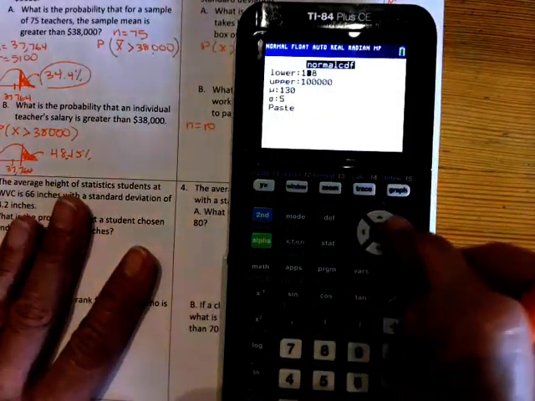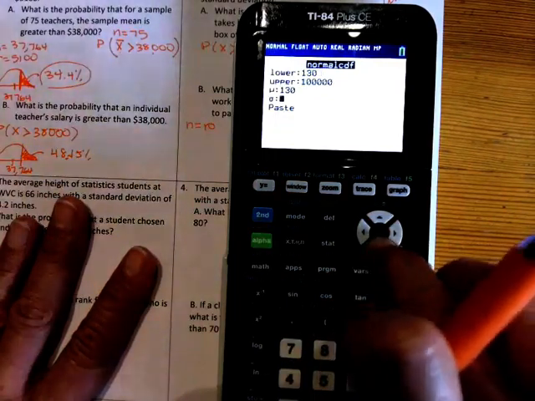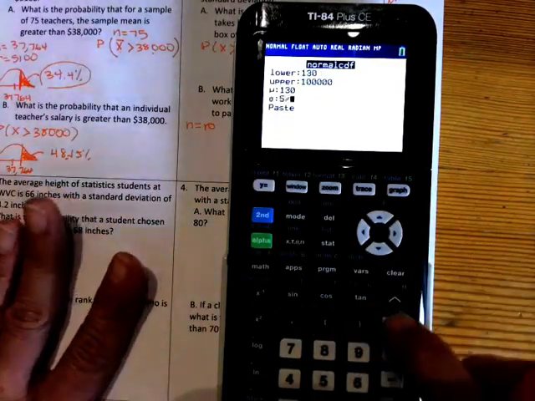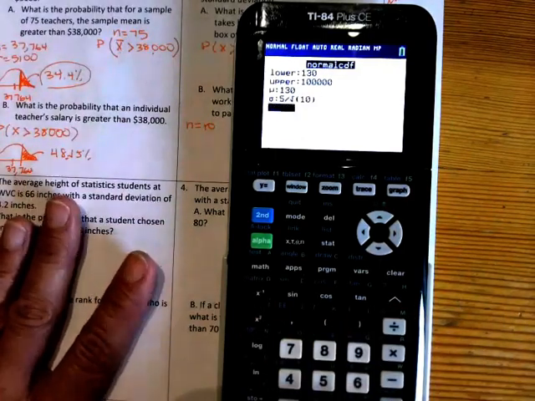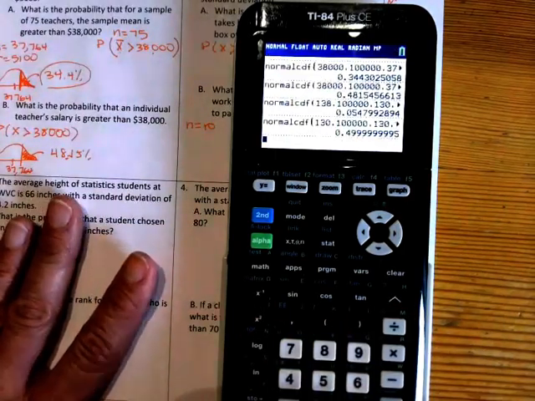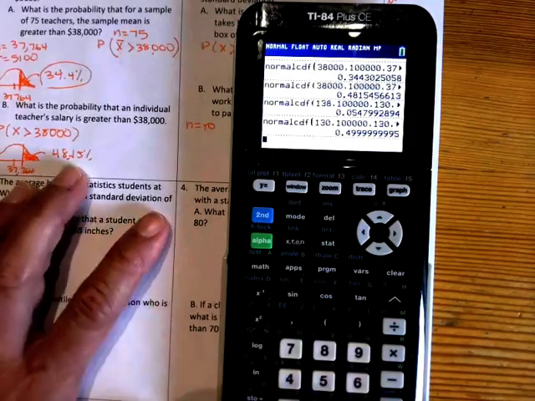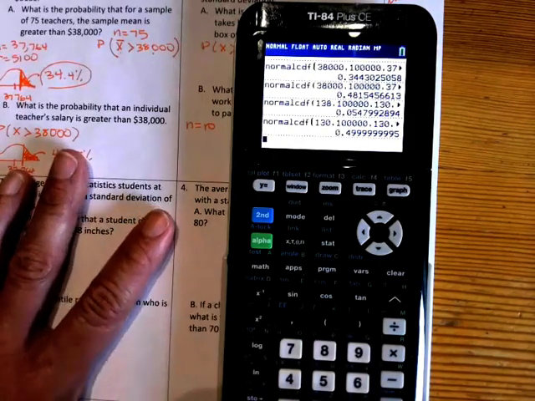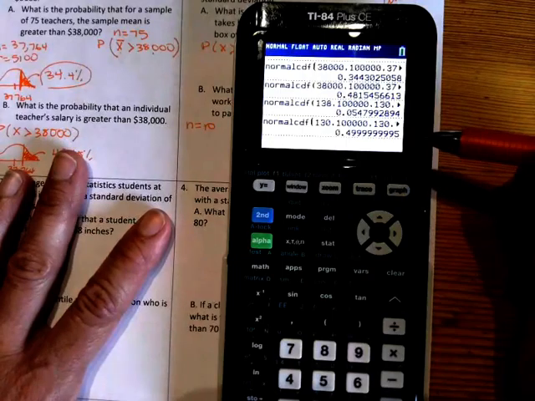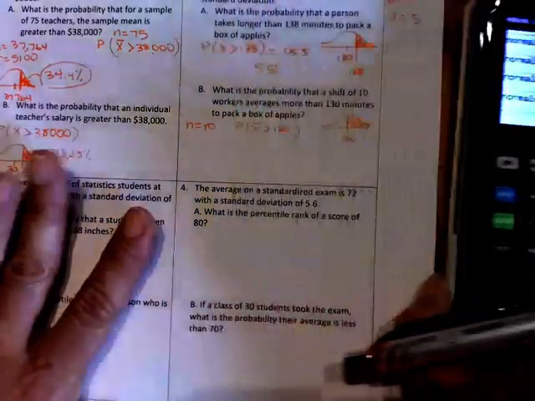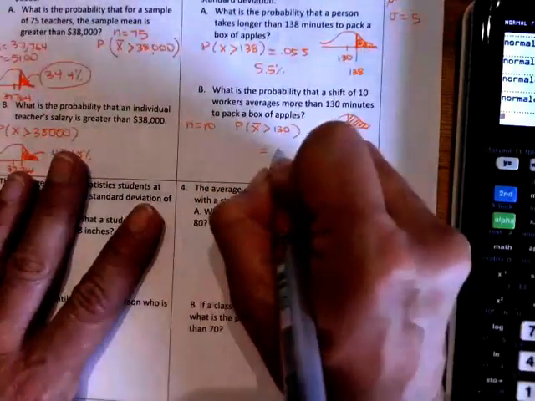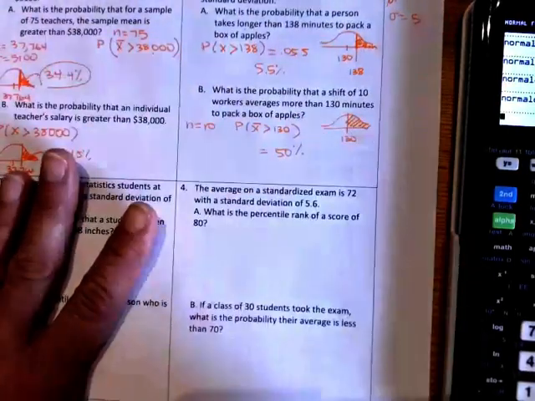Change that lower limit to 130, thank you. And instead of 5 for my sigma, I have to divide it by that square root of 10 because I'm looking at my group. Oh my gosh, look at that. Since it was still the average, this is our calculator's version of saying 0.5. 0.499999 is our calculator's version of 50%.